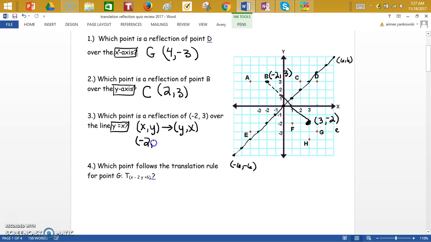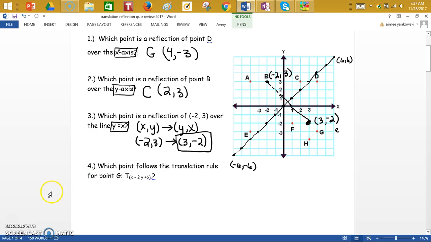So negative 2, 3 becomes 3, negative 2. Well, there you have it. Negative 2, 3 becomes 3, negative 2. So that's the point that we get. But you can always just draw in the axis, and it's a pretty good guesstimate. If you were looking right into that mirror, where would you end up?